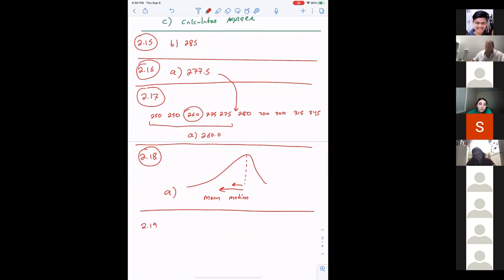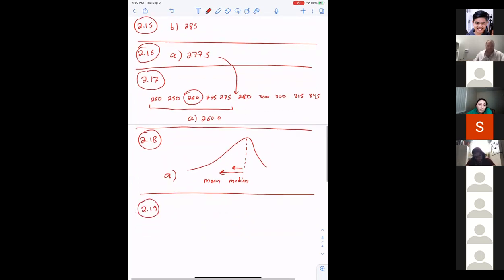2.19. It's red and it's starred. I don't know what that means, but this is a very important question. What percentage of observations in a distribution are greater than the first quartile? 25%, 50%, or 75%? A, B, or C? 25%, A; 50%, B; or 75%, C.